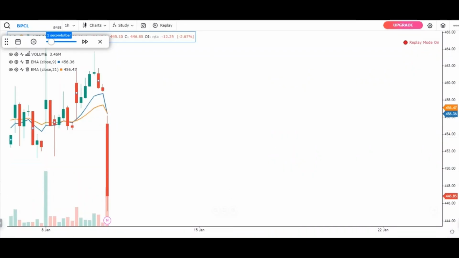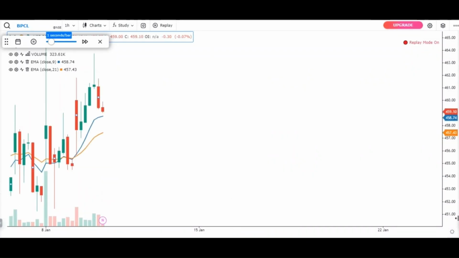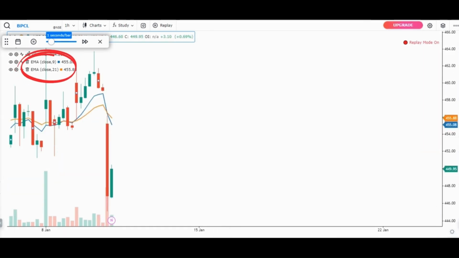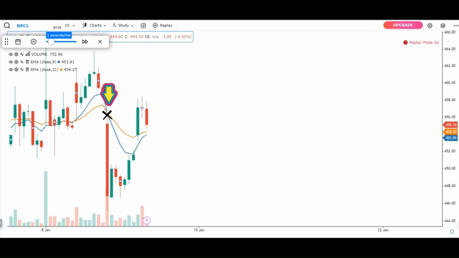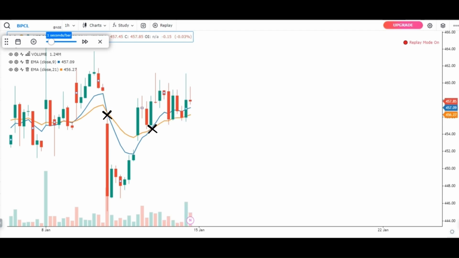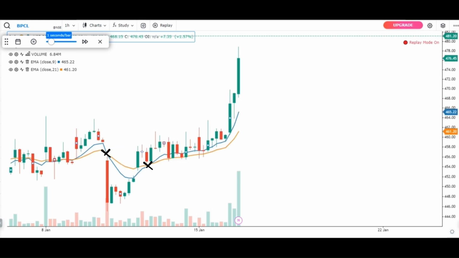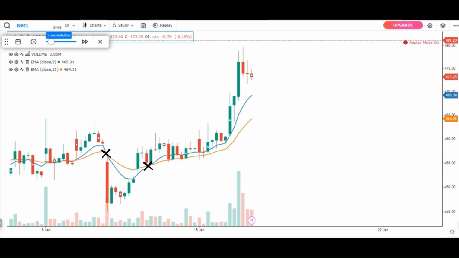Let's see an example. Here is a chart for BPCL stock. Here, as you can see, I have marked fast and slow EMA, that is 9 and 21 EMA respectively. The crosses marked indicate the 2 EMAs crossing each other. As you can observe, the first cross indicates that 9 EMA is moving below 21 EMA and market becomes bearish. Whereas, the second cross indicates 9 EMA is tending to move above 21 EMA and hence market becomes bullish.